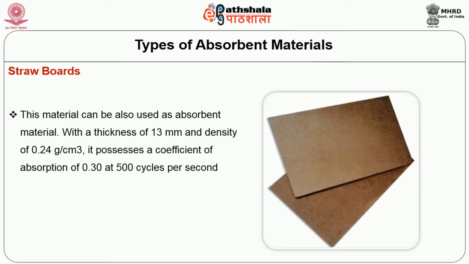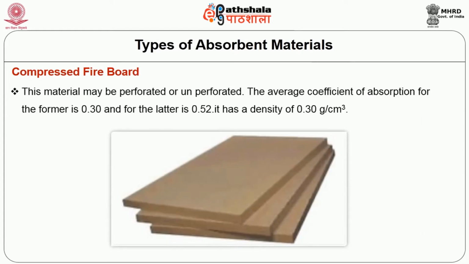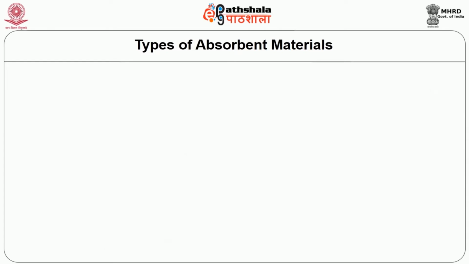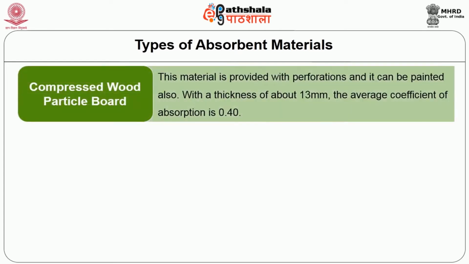Straw boards can be used as absorbent material with a thickness of 13 mm and a density of 0.24 gram per centimeter cube. It possesses a coefficient of absorption of 0.30 at 500 cycles per second. Compressed fireboard. These materials may be perforated or unperforated. The average coefficient of absorption for compressed fireboard is 0.30.